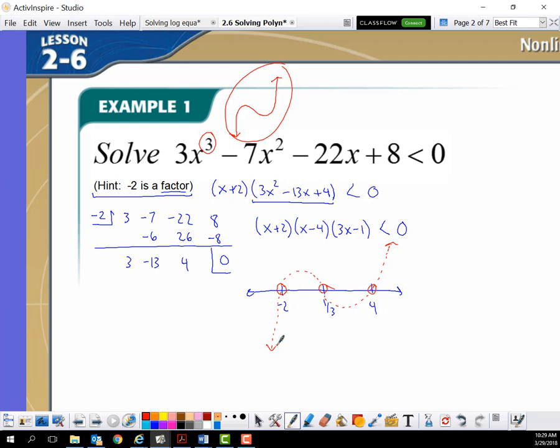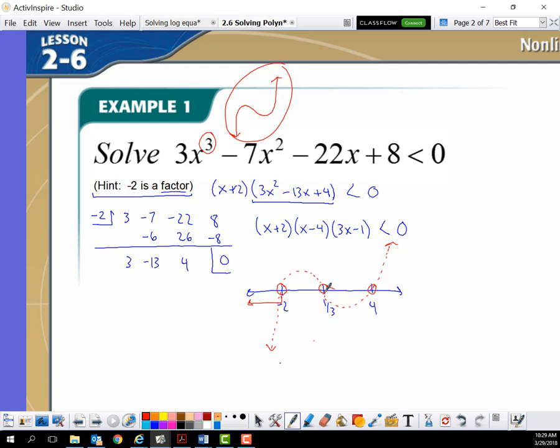Well, then if you look at the graph this way, and you know that you want the function values to be less than 0, you're looking for anything here that's below the x-axis. Okay, so that would be this region right here would work. Between negative 2 and 1/3 does not work because those values are actually greater than 0.